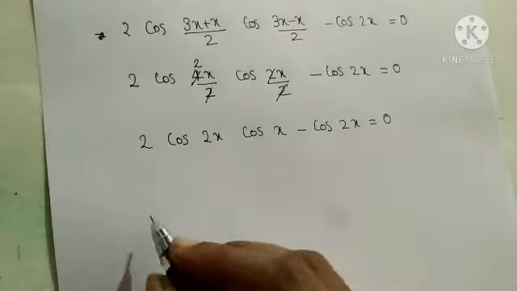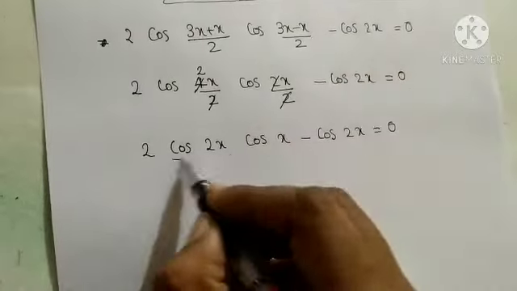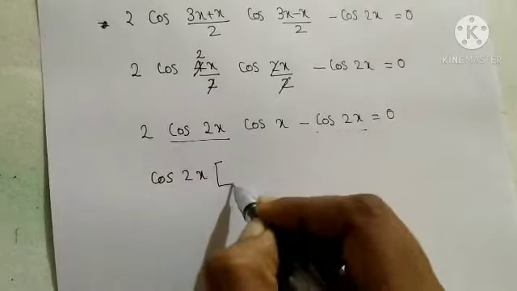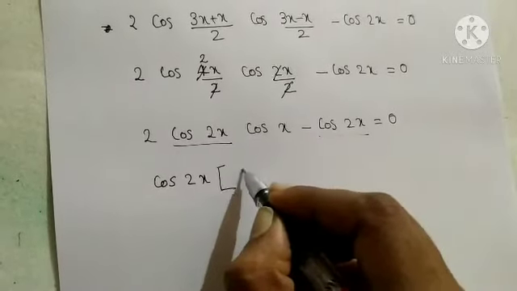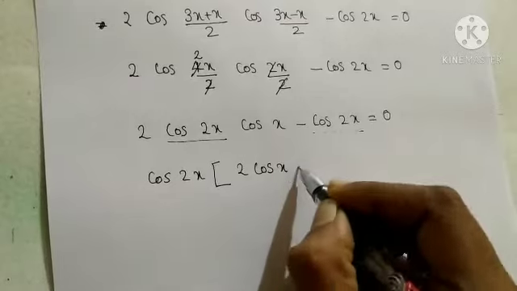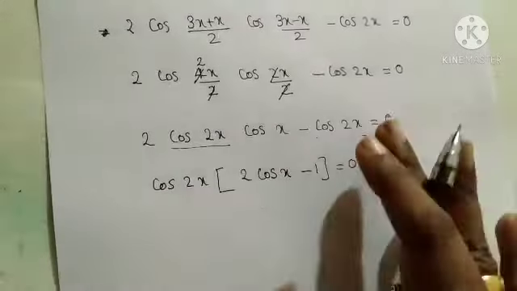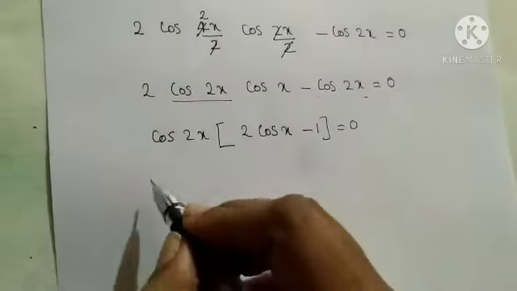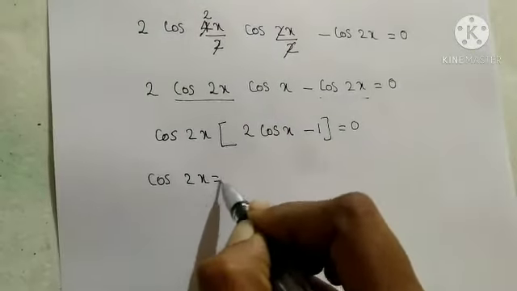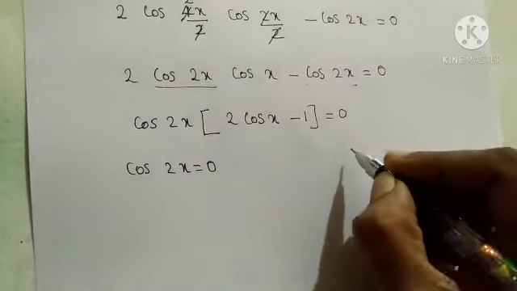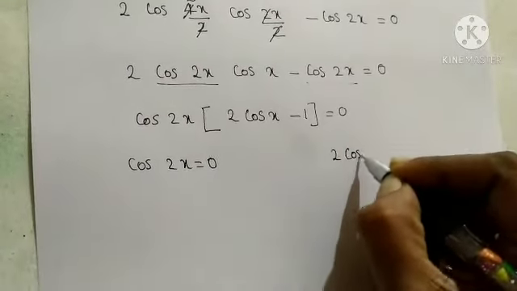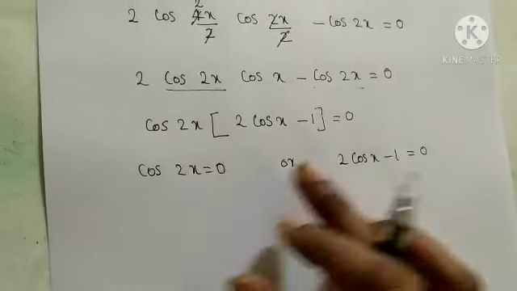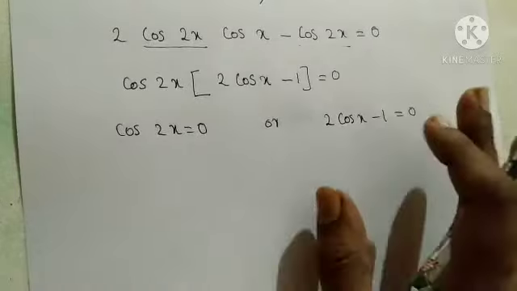Right. If you observe this step, cos 2x is common in these two terms. Taking this cos 2x outside, it becomes cos 2x into (2 cos x minus 1) equal to 0. In this question, we need to find the general solution. So either cos 2x equal to 0 or 2 cos x minus 1 equal to 0.